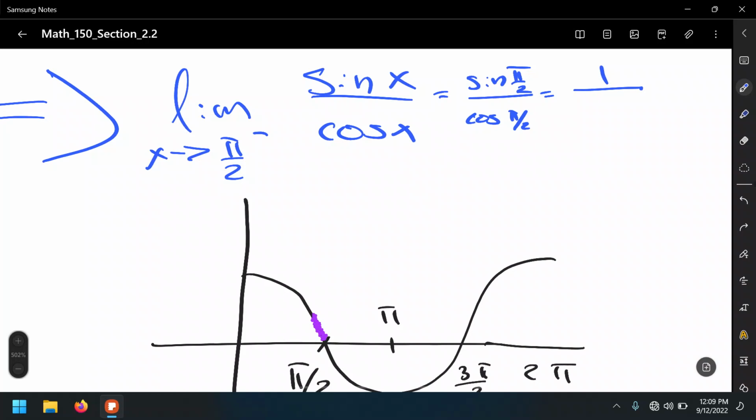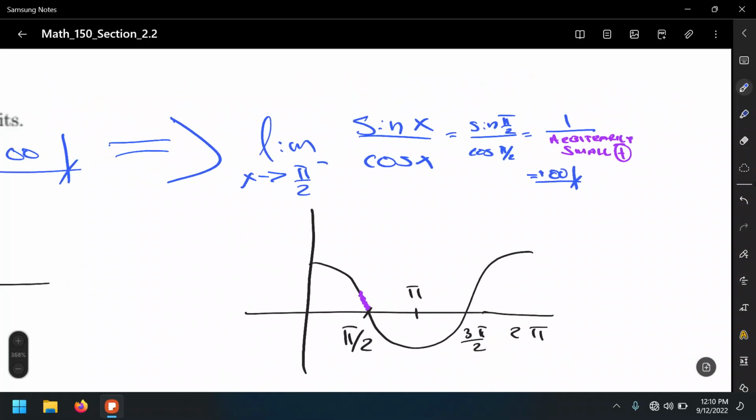We are getting arbitrarily close, arbitrarily small, but again, the signs of these values, as we get closest to pi over 2, are positive. So arbitrarily small positive. Now the question is, what happens when we divide a number by a really, really small number? It gets big. How big? The smaller the denominator, the larger the number. Exactly, divide by small, we get big. That means infinity, positive infinity, because we are dividing by an arbitrarily small positive number.